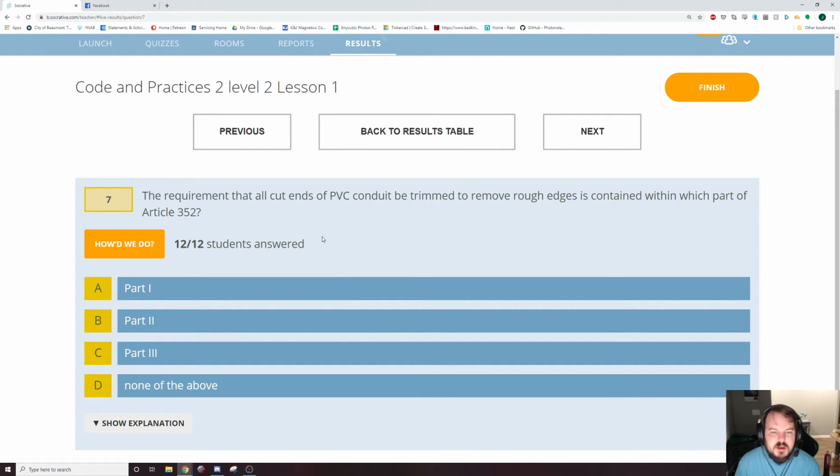The requirement that all cut ends of PVC be trimmed. So that's in part 2, installation. Installation is where all the installation requirements are. All your supporting requirements. If there is a minimum bending radius, then that will be there also. All sorts of stuff.